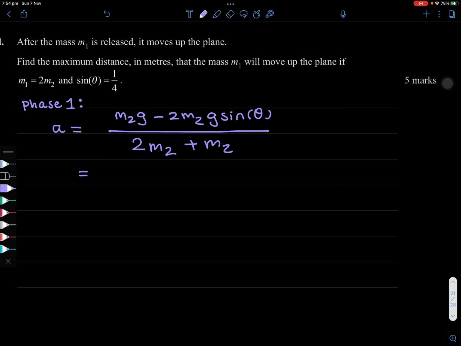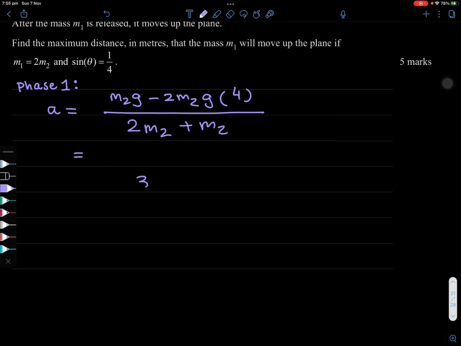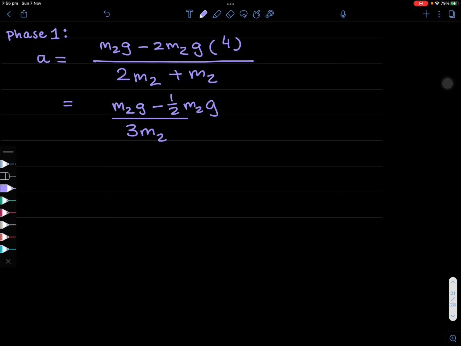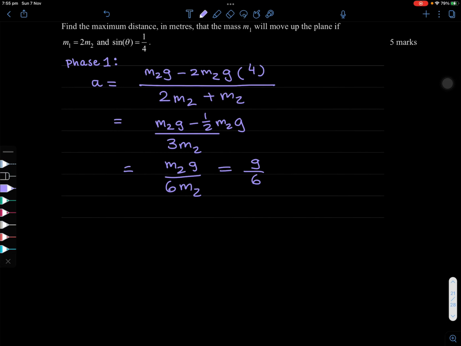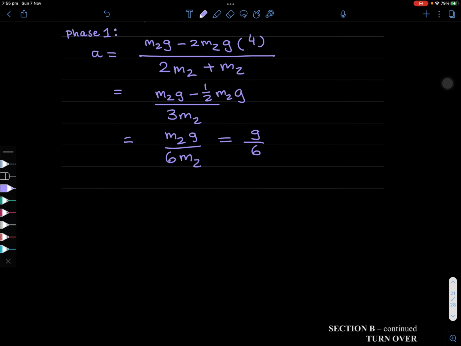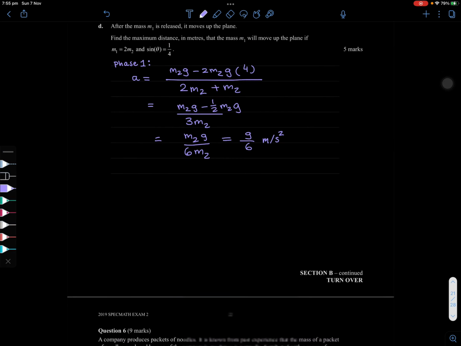That gives us, okay, wait, my bad. We need to replace sine of theta with a quarter as well. Quarter, okay? So on the denominator, that gives us 3m2. On the numerator, that gives us m2g minus a half m2g, which is just a half m2g, and that gives us m2g on 6m2, which becomes g on 6, okay, as the m2's cancel. You can do all this on the CAS as well, but doing it by hand allows you guys to see a bit of the process a bit more. So we know that in that phase, our acceleration is this, okay?